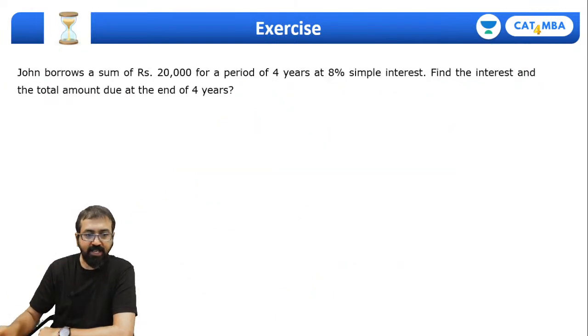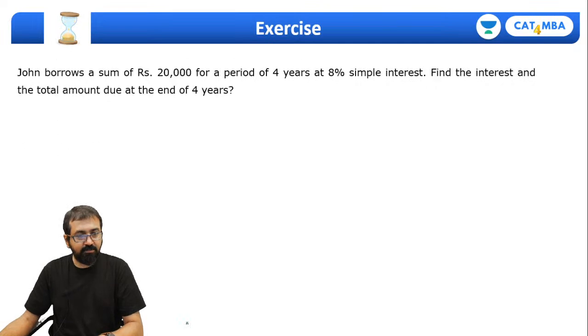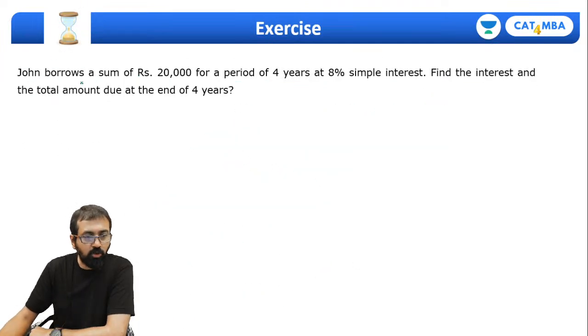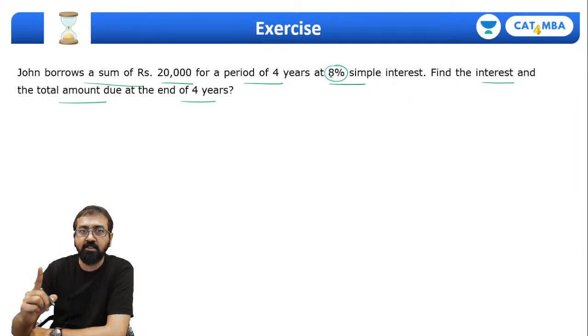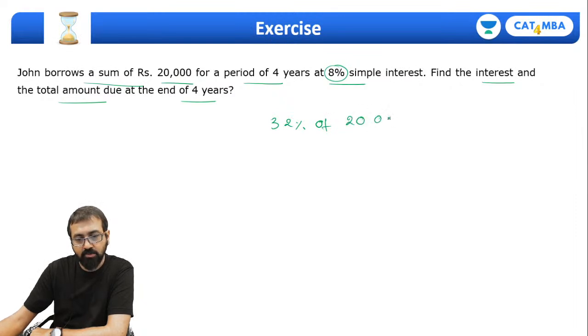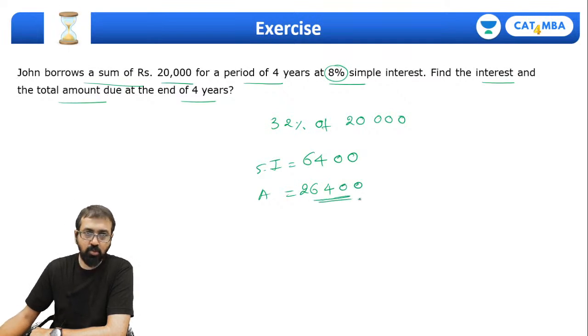Great. Now let's look at this one. John borrows a sum of 20,000 for a period of 4 years at 8% simple interest. Find the interest and the total amount due at the end of 4 years. Of course, 8% per year. So for 4 years, 32%. We need to calculate 32% of 20,000, which is 6,400. So the interest is 6,400 and the amount will be 20,000 plus 6,400. So this is going to be the amount. This is how you can practice more questions.